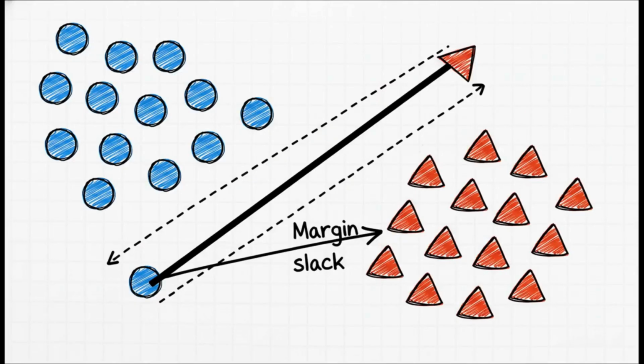Let's unpack the core spatial concepts that make SVMs so darn effective. We just mentioned the hyperplane. That is your central decision boundary. In a 2D space, it's just a flat line.